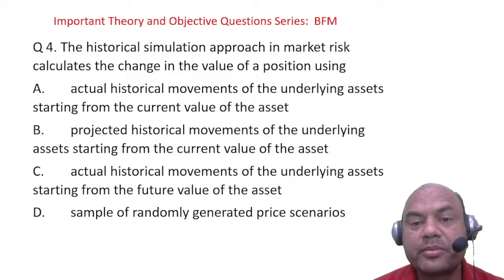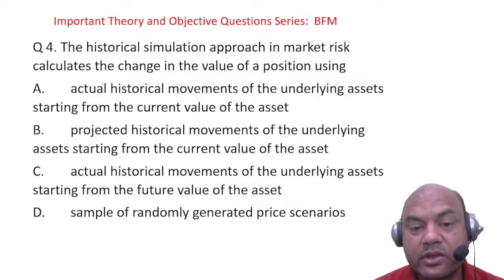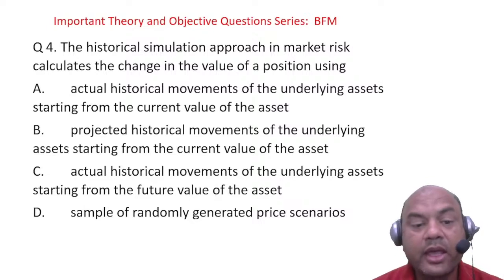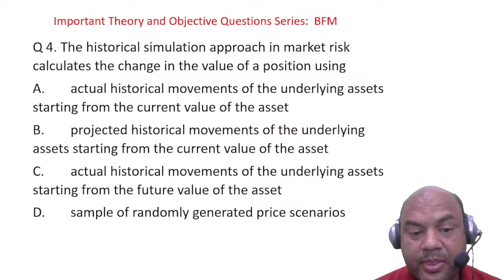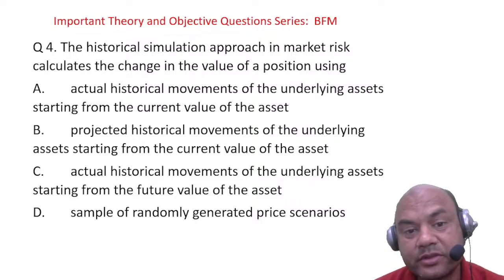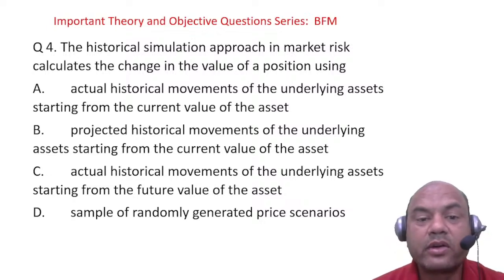The historical simulation approach in market risk calculates the change in the value of the position using: A, the actual historical movements of the underlying assets starting from the current value of the asset; B, projected historical movements of the underlying assets starting from the current value of the assets; C, actual historical movements of the underlying assets starting from the future value of the assets; D, a sample of randomly generated price scenarios. Very confusing. Everyone think over it.